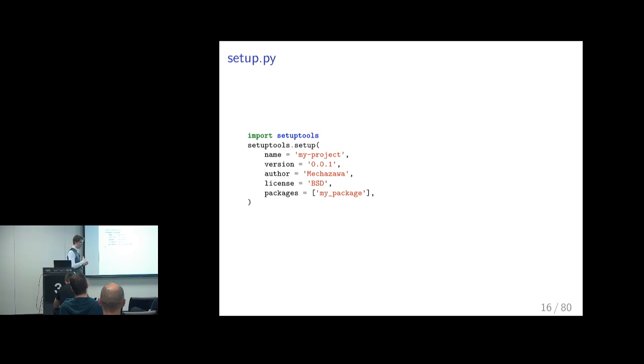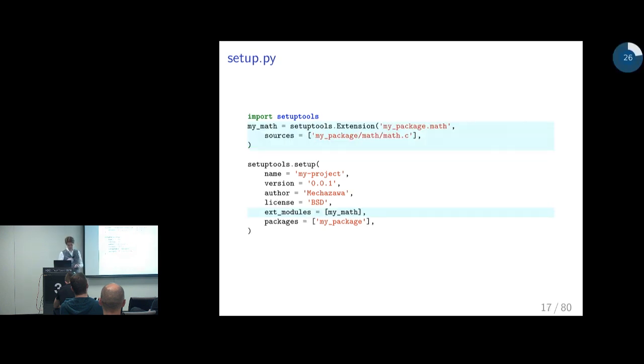But I want to use some C. So I add a little bit. I use the setuptools Extension module in order to declare I want this to be a Python module, but I want it built with a C compiler. So I list the sources, the my package math.c source file, and I also extend the setup call with the ext_modules parameter. This is still pretty straightforward, right?